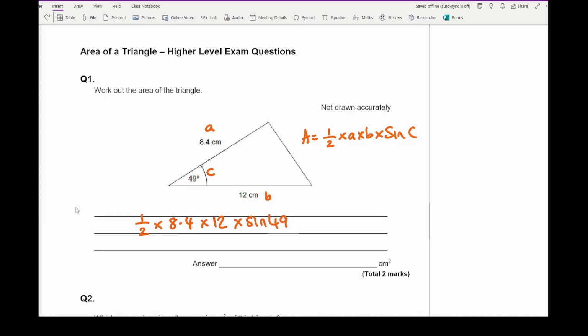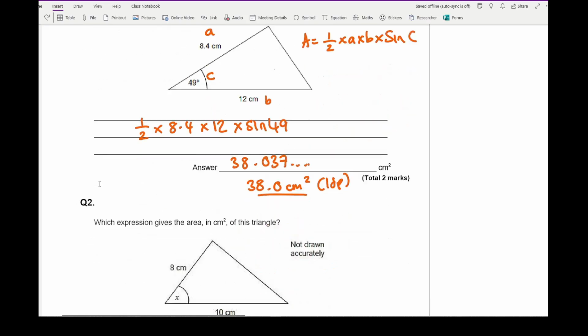And again, if I type that all into my calculator, I should get an answer of 38.037 and so on. If you want to round it, there's no indication in the question what it wants me to round it to, so I'm just going to say 38.0 centimetres squared, and that's to 1 decimal place. But if you have rounded it, always make sure you're stating what you've rounded it to.